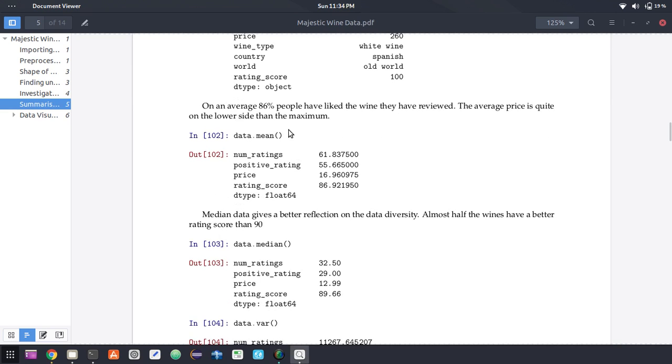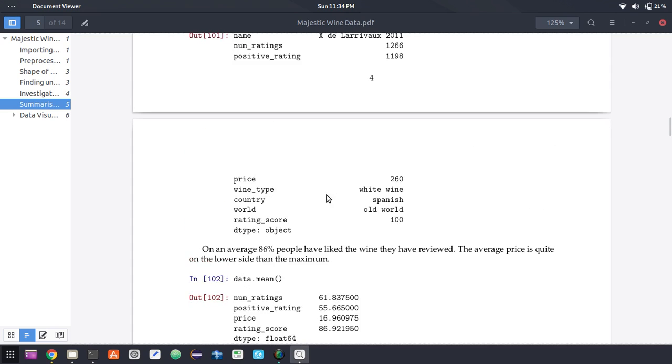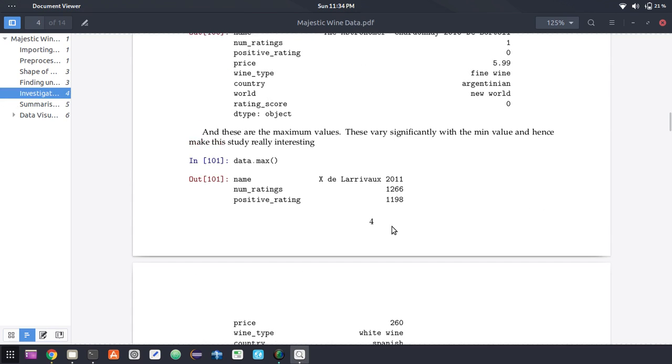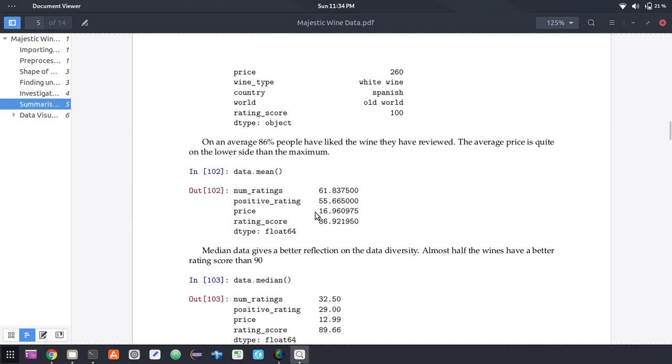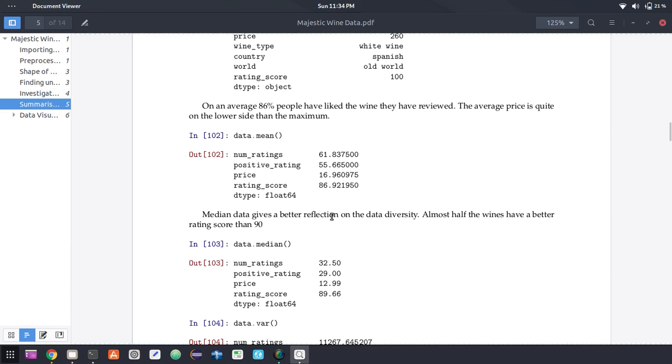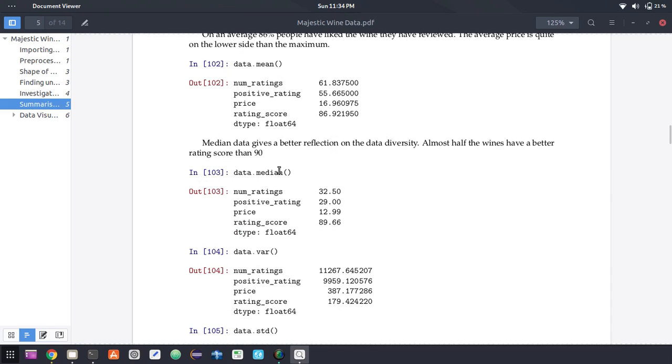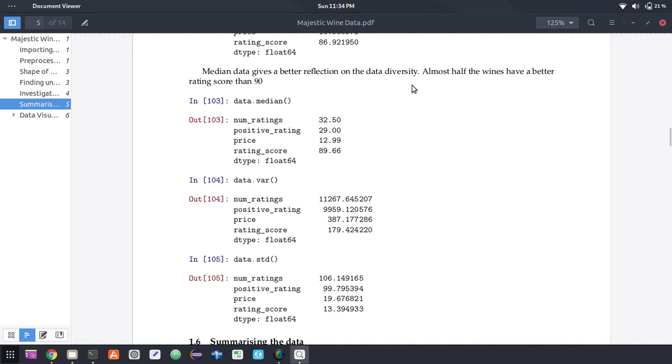So on an average, this is the data mean. You can see that 86% people have liked the wine they've reviewed, and average price is quite on the lower side of the maximum. So we can see that maximum price is over $200 and the minimum price is $6, and the average price is $16.966. So that's on the lower side of the scale. Median gives a better reflection because we can see what number of data is more than half or less than half. So we can see that almost half of the wines have rating score over 90. So people actually like wines.